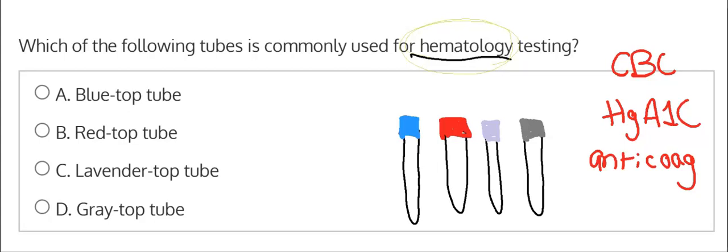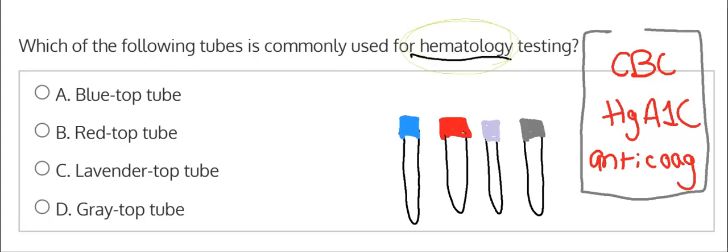For this reason, we want to make sure that we're using a tube that has something in it that would prevent the clotting, because in order to accurately test for all these things and the different components of the blood, we need to make sure that we have each component exactly as we need it, and therefore we need to pick a tube that has these preservatives in it to prevent the clotting.